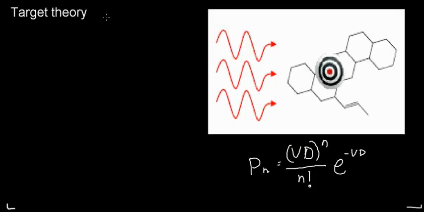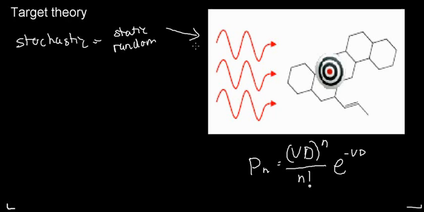Basically what the target theory says is that the whole dose response curve, the whole inactivation or damage of molecules, is stochastic. And by saying stochastic, it's just a fancy way of saying this is statistical. This is random, or it's probabilistic. Basically saying that we can either get a hit or not get a hit in our molecule. And obviously it's based on some variables that we're going to go through in a second.